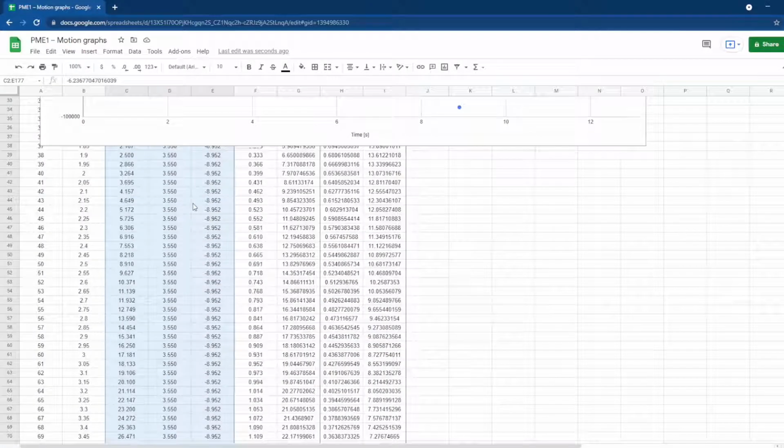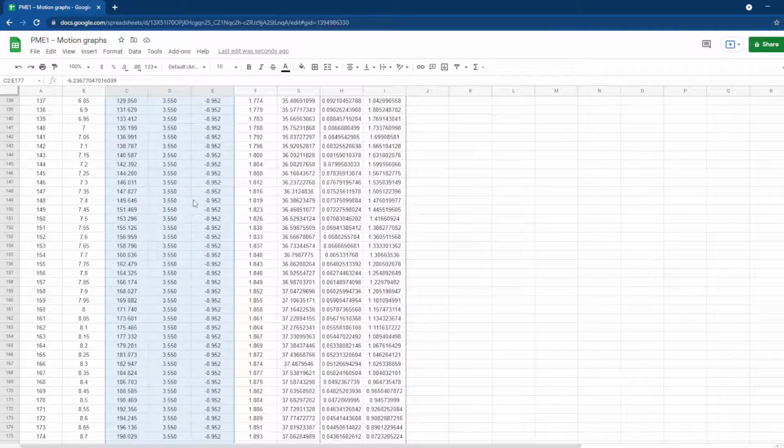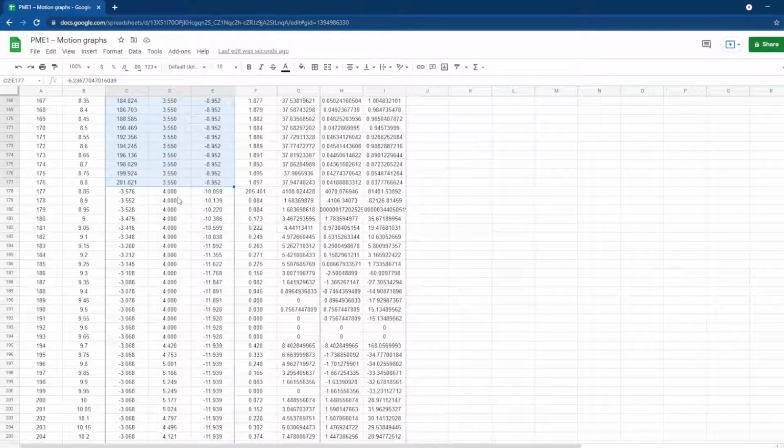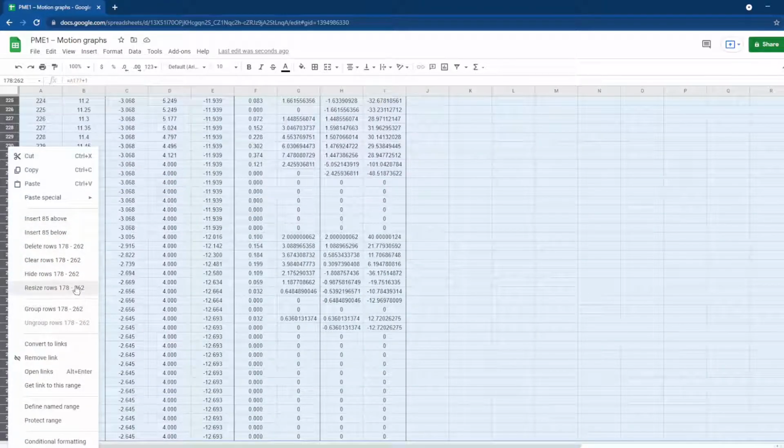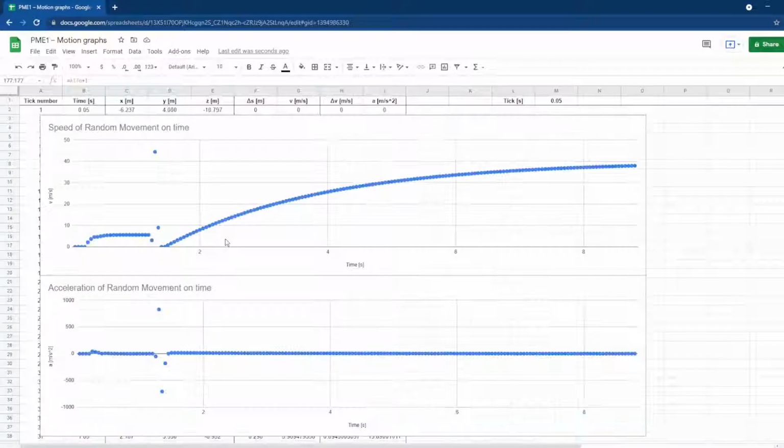The only thing that we have to be cautious about is the length of the data set. This data set ends on the line 177. The one from random movement was longer, so we need to get rid of that data because it doesn't belong to this experiment.